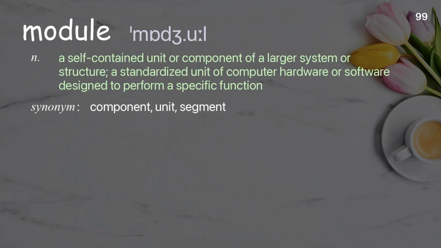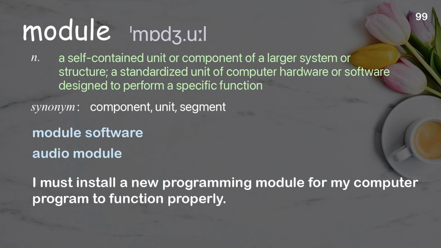Module. A self-contained unit or component of a larger system or structure. A standardized unit of computer hardware or software designed to perform a specific function. Examples: Module software. Audio module. I must install a new programming module for my computer program to function properly.